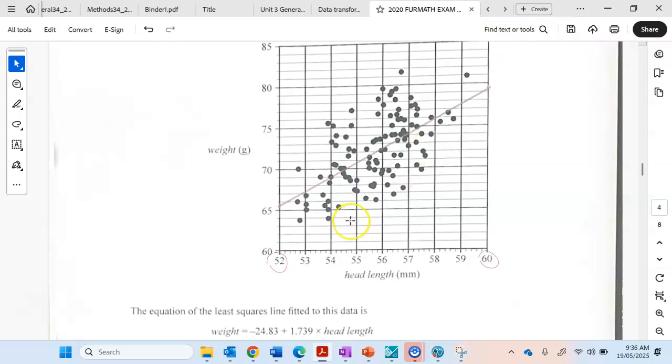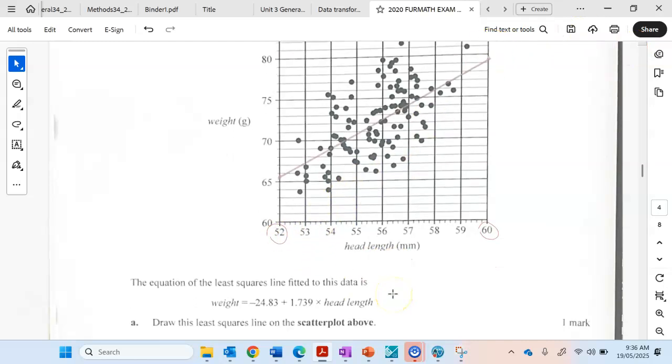So we're going to substitute the 52 into the equation. Here's your equation. You substitute 52 in for head length, and then you get your corresponding y value. You can see it's somewhere between 65 and 66, so we want a dot there. And then we get the other endpoint, substituting 60 in, and you can see it's up there. You should be able to do that.